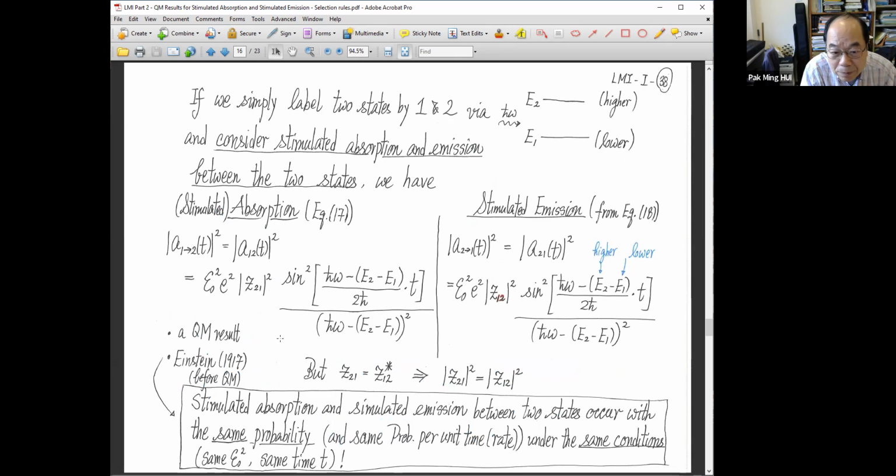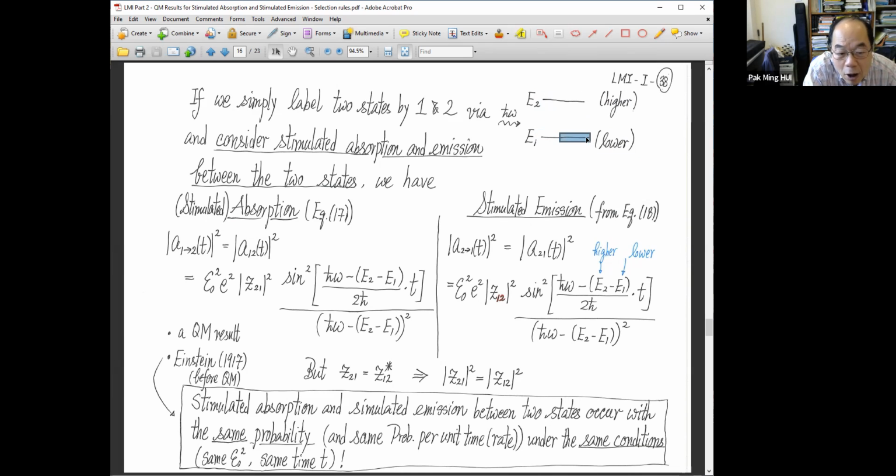So let me summarize the two processes that we have so far. When we simply label the two states 1 and 2, now I'm thinking about 2 as the higher one, 1 as the lower one, okay? And then we can think about the same two states. For absorption, this is initial, this is final. For emission, this is initial and that is final. So I'm fixing these two states and I simply call them 1 and 2.